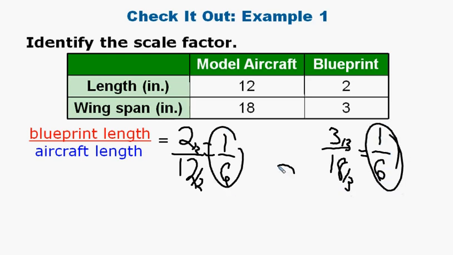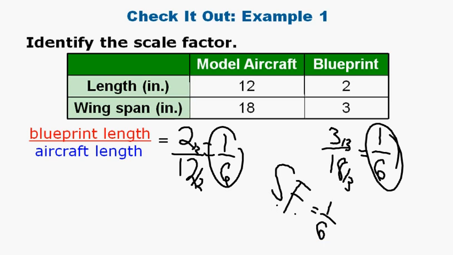This is the scale factor. I'm going to start abbreviating that as SF. Scale factor is equal to 1/6. That's a ratio comparison. It is a sixth of the size. The model aircraft is 6 times the size of the blueprint. You can see the inverse there.